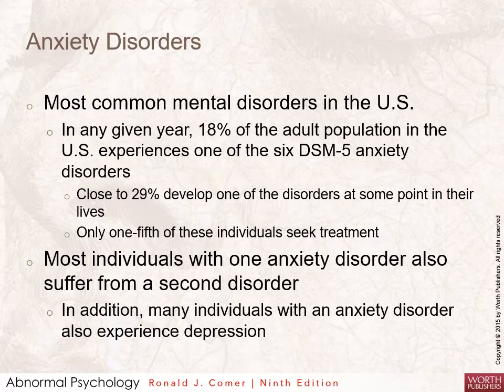Anxiety disorders are the most common mental disorders in the US. In any given year, 18% of the adult population experiences one of the six DSM-5 anxiety disorders, and close to 29% of the population develops one of the disorders during their life. So if you see incidence rates, it's 18%, and then prevalence rates are 29%, lifetime prevalence. Only one-fifth of these individuals seek treatment. So basically what that's saying is that most people are dealing with their anxiety in some way, maybe not effectively, because they're not seeking treatment.